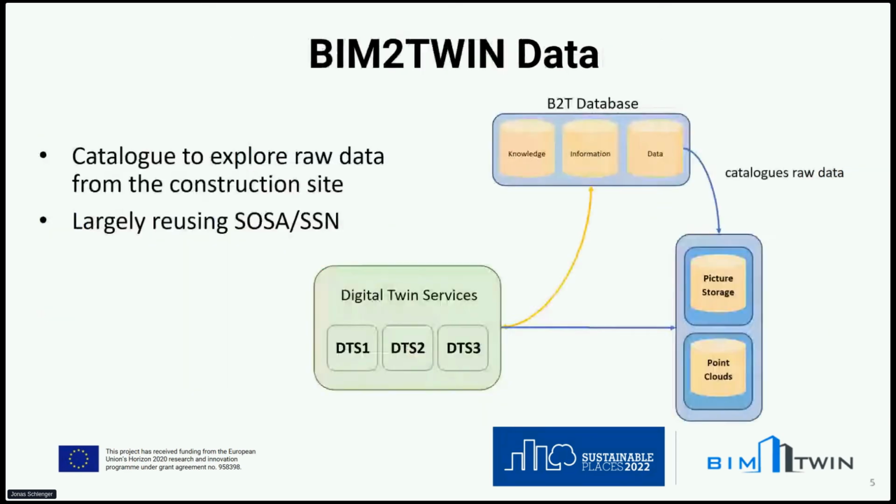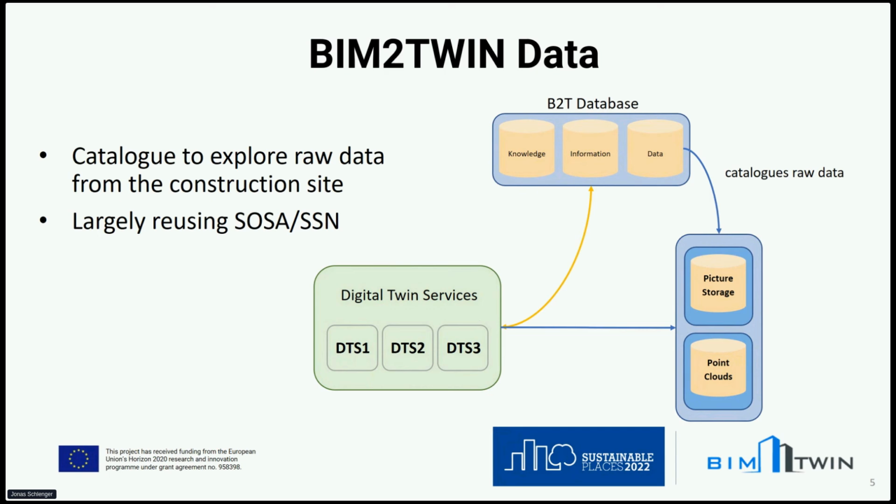So I'll go into a bit more detail on the different ontologies that I just mentioned, but try to keep it short to not overextend the time. The data ontology, as I mentioned, has a catalog function. Basically, we have different digital twin services. These are different applications that have more domain-specific things that they would like to achieve.